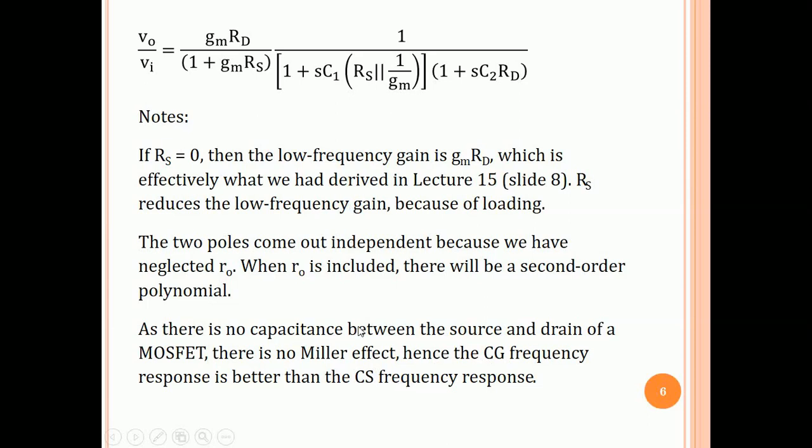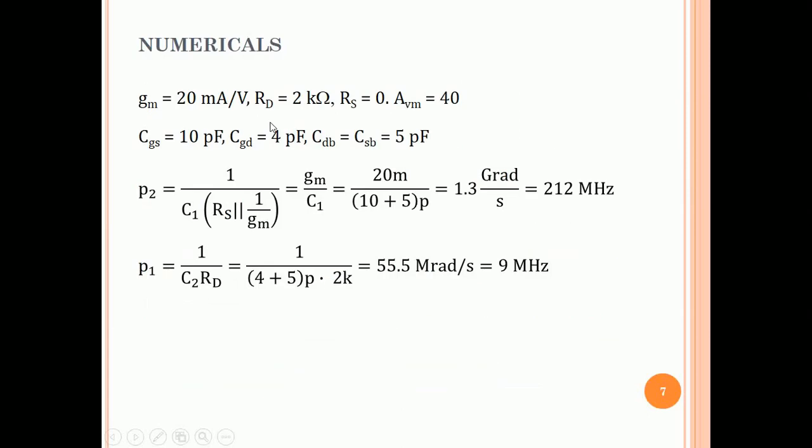So this is of course one reason why common gate is used in RF circuits also. CS is also used, but CG is also used, and we'll see how this affects the response of the cascade in the next lecture. I've put in some numericals. I think I used these same numericals in the last lecture for the common source stage, so that we can compare the frequency response across the various amplifier stages.